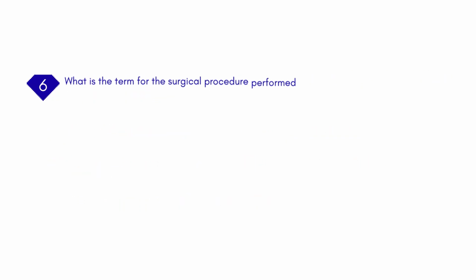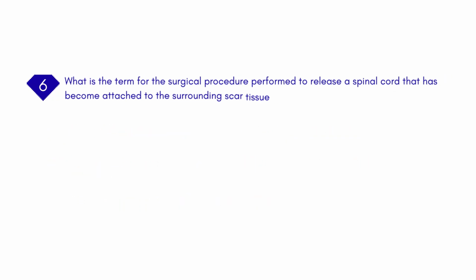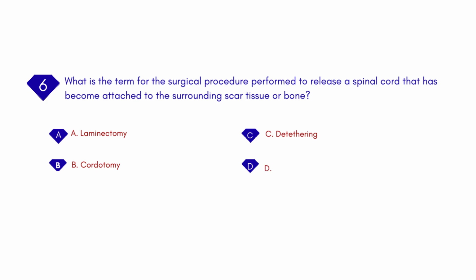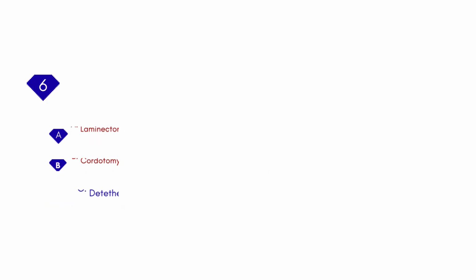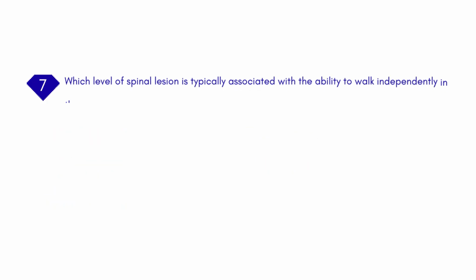What is the term for the surgical procedure performed to release a spinal cord that has become attached to the surrounding scar tissue or bone? A. Laminectomy. B. Cordotomy. C. Detethering. D. Shunt revision. Answer: C. Detethering.